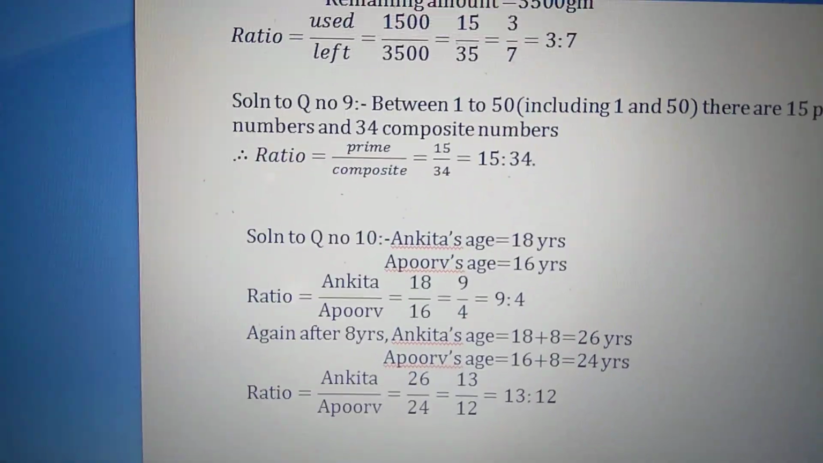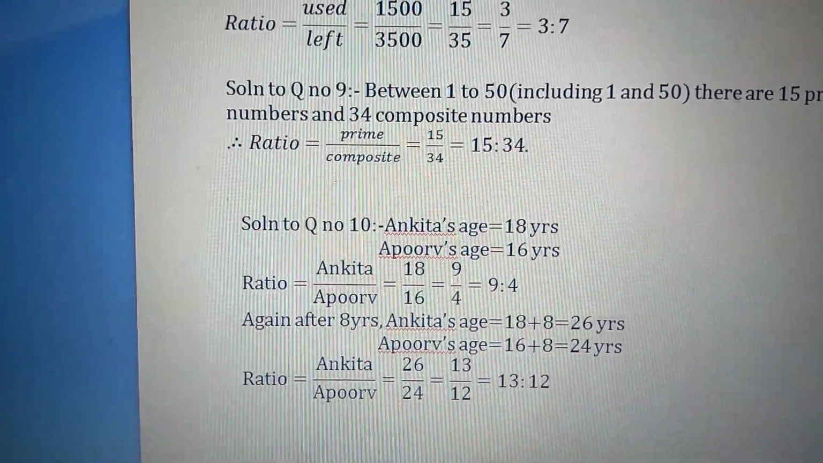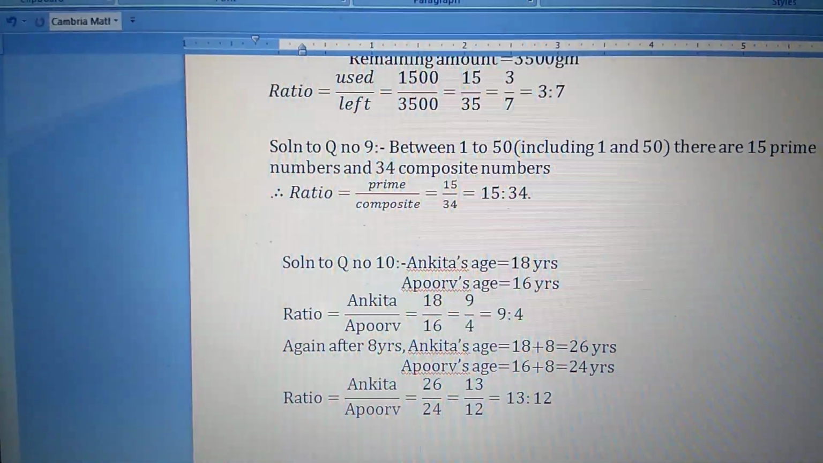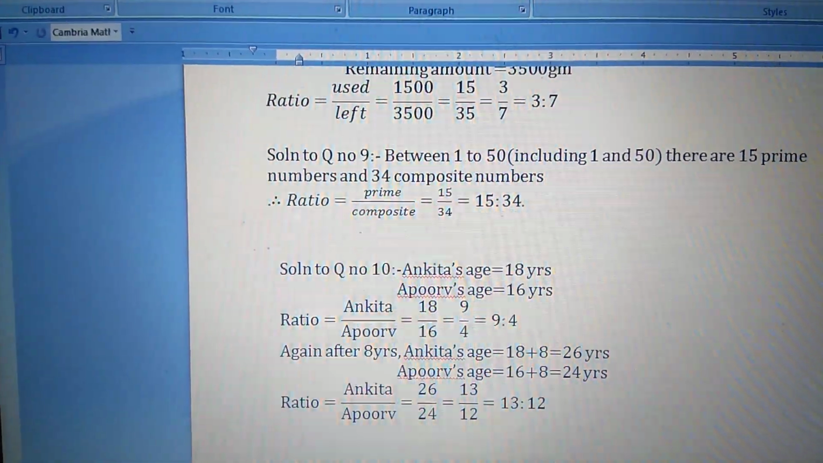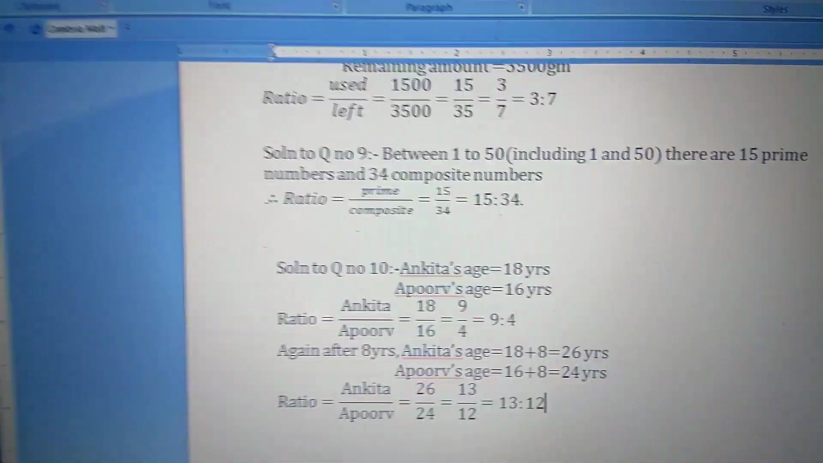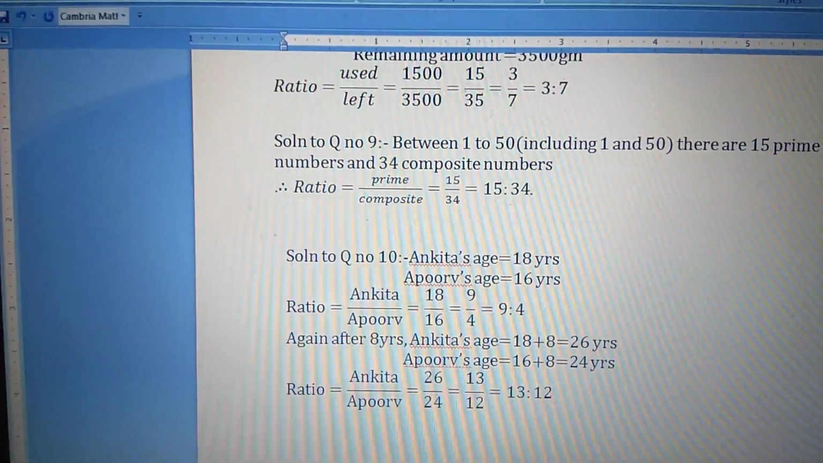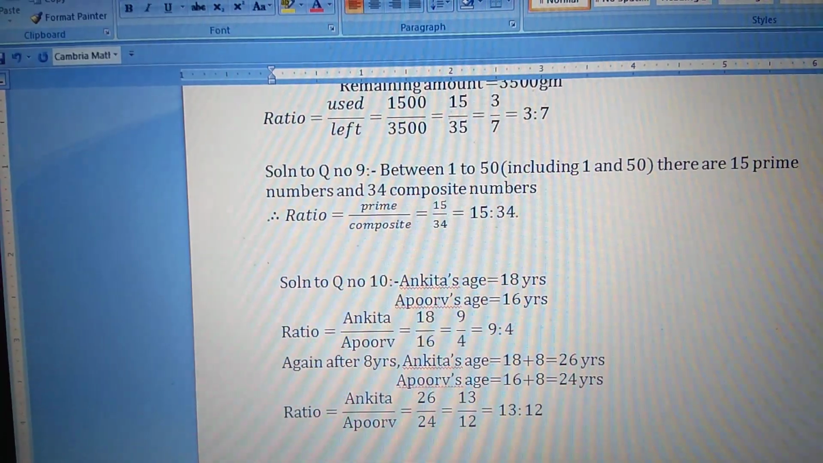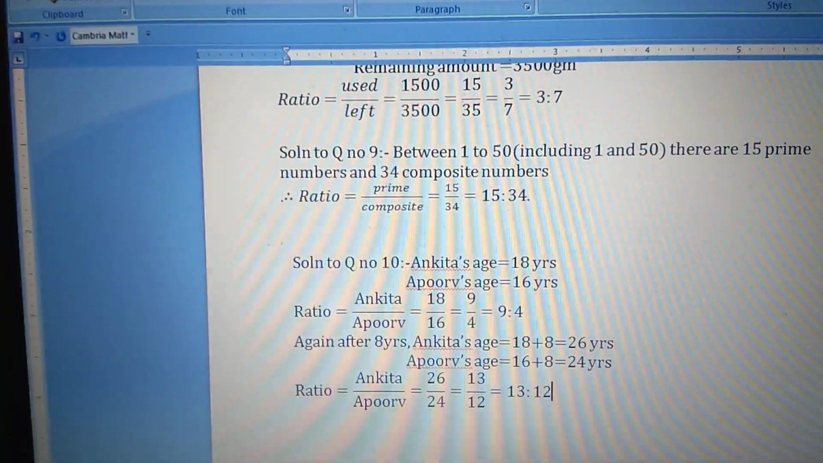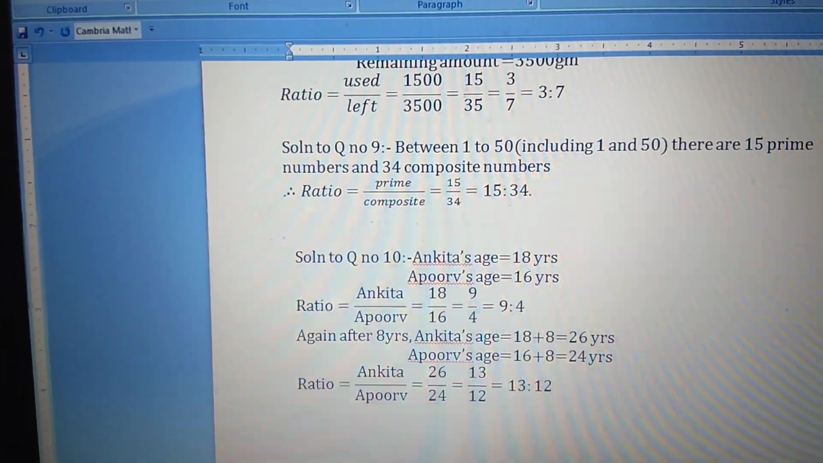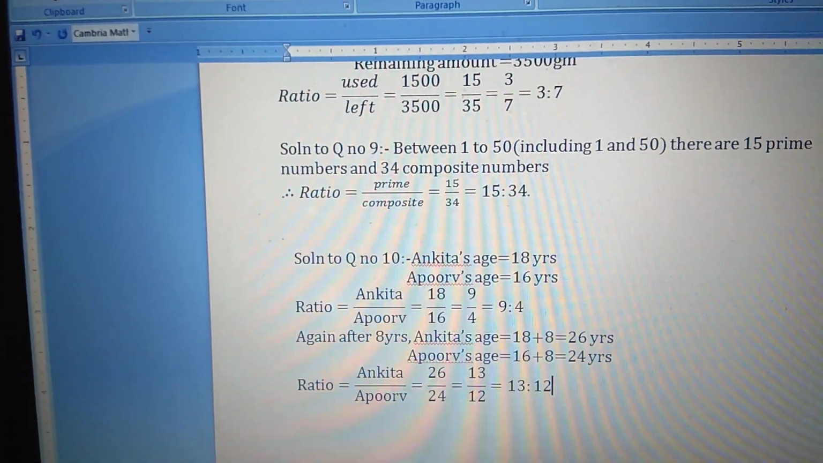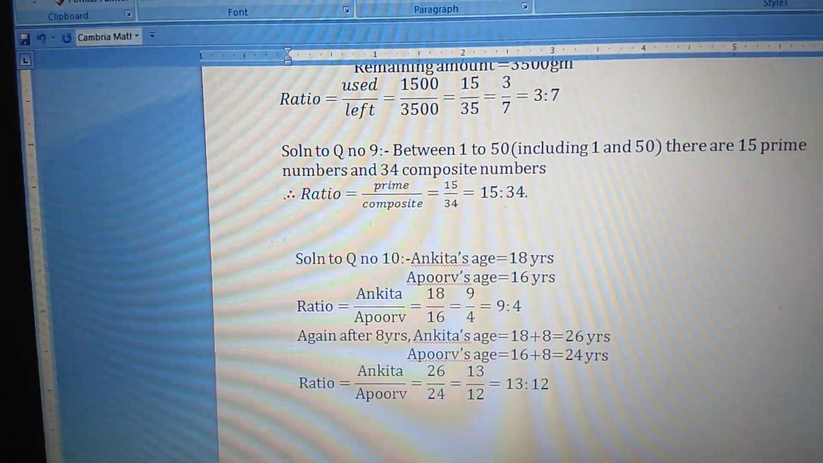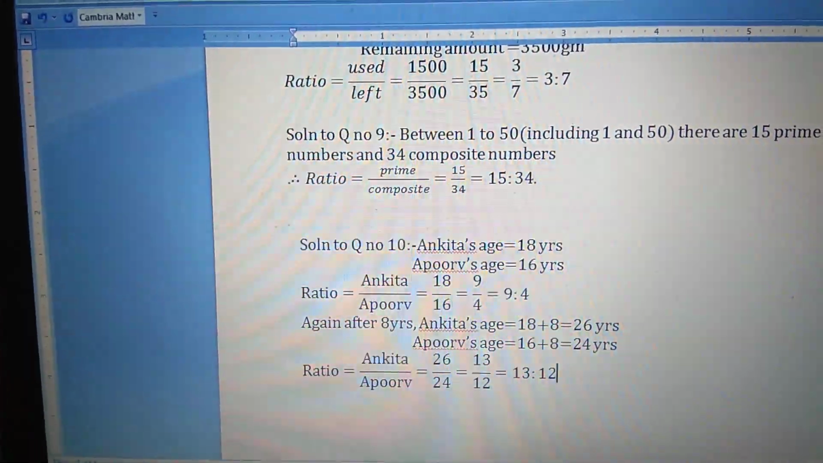Then in question number 4, you can see in your book, it is told the present age of Ankita is 18 years and his brother Apurva is 16 years. Find the ratio of their ages. So the ratio we have found out, we have simplified, got it as 9:4. In the second part, it is asked after 8 years, their ratio you need to find. So after 8 years, both ages are increased by 8. So Ankita's age will be 26 and Apurva's is 24. In the similar way, we have simplified and we have got the result.